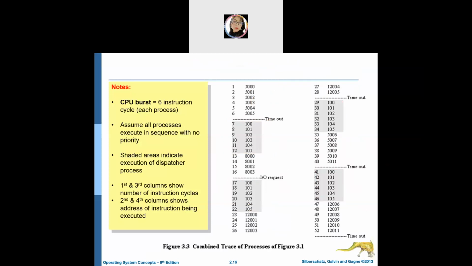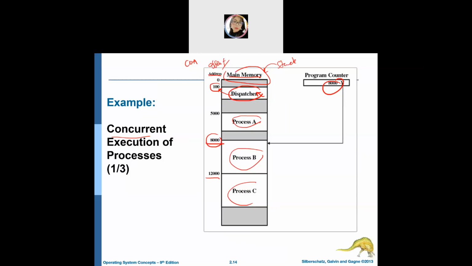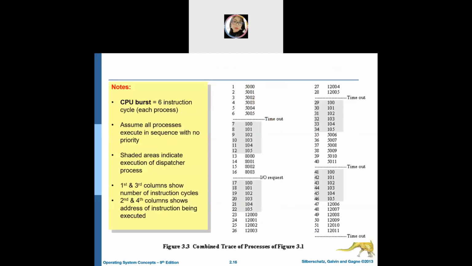Okay, that is the example for this process when you are having 3 processes concurrently. You have process A, B, and C. It's already given you the addresses. You need to have the dispatcher also for the CPU scheduling to take off. And this example follows a sequence like this.